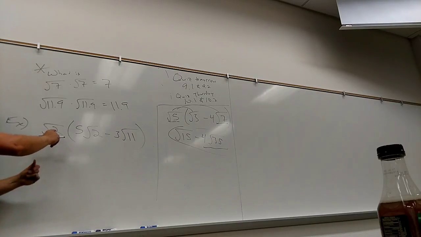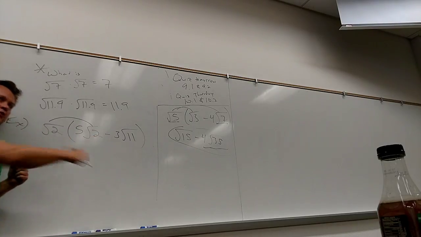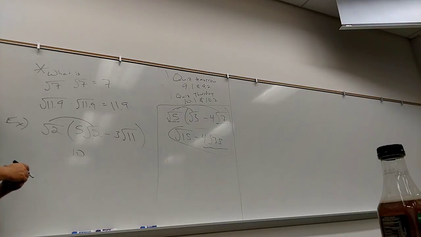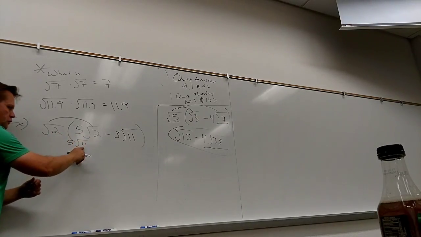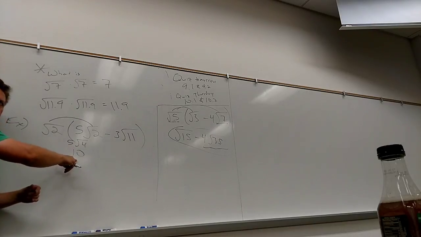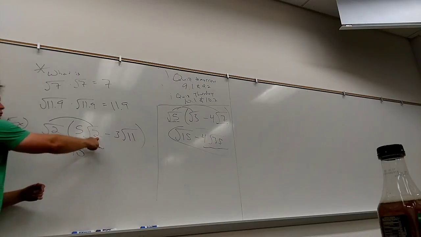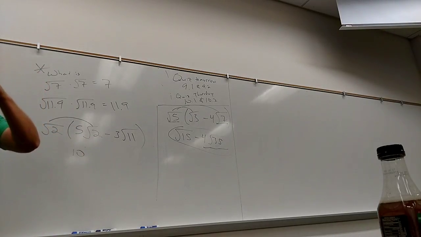So rad 2 times rad 2 is 2, times 5 is 10. Now you could write 5 square root of 4, but the square root of 4 is 2, times 5 is 10. That's fine, but I'm trying to get you guys used to this: square root of something times the square root of the same thing is that thing. It fills itself in.